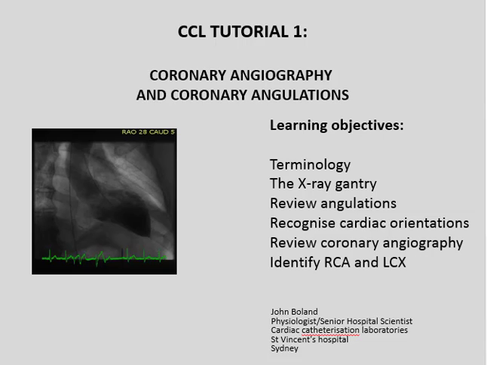Our learning objectives, which I have now defined, are to understand the terminology. There's a lot of new terminology here. Understand the function of the X-ray gantry in the cath lab. We will review our coronary and cardiac angulations for X-ray images. You will learn to recognize your various cardiac orientations. We'll also review coronary angiography so that you can identify the different coronary arteries, the right coronary and the circumflex and their side branches. This is meant to cover lectures 1 to 6 of this week.